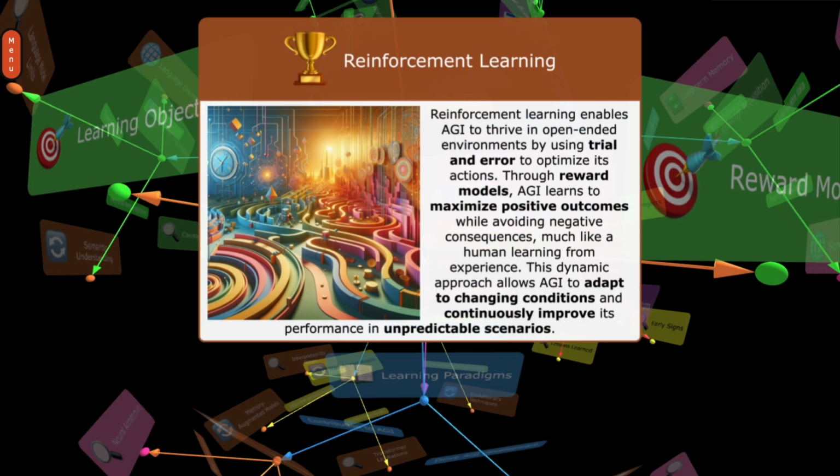Reinforcement learning enables AGI to thrive in open-ended environments by using trial and error to optimize its actions. Through reward models, AGI learns to maximize positive outcomes while avoiding negative consequences, much like a human learning from experience. This dynamic approach allows AGI to adapt to changing conditions and continuously improve its performance in unpredictable scenarios.